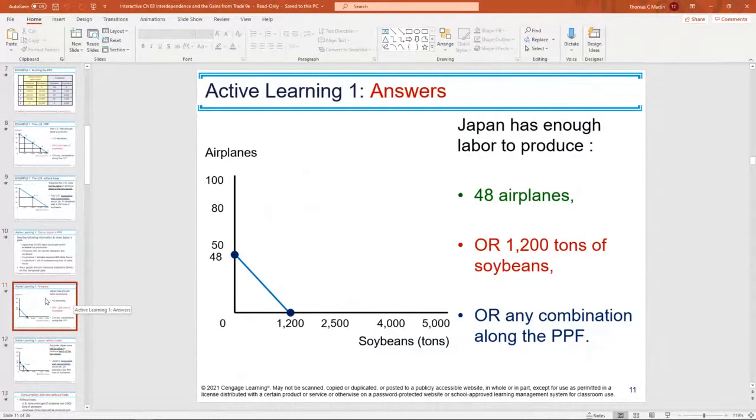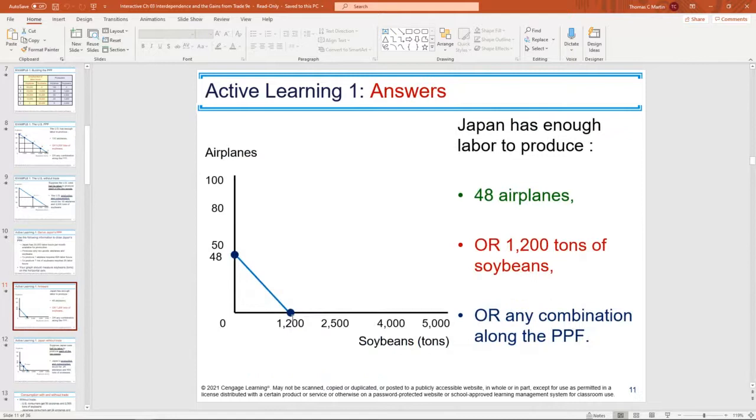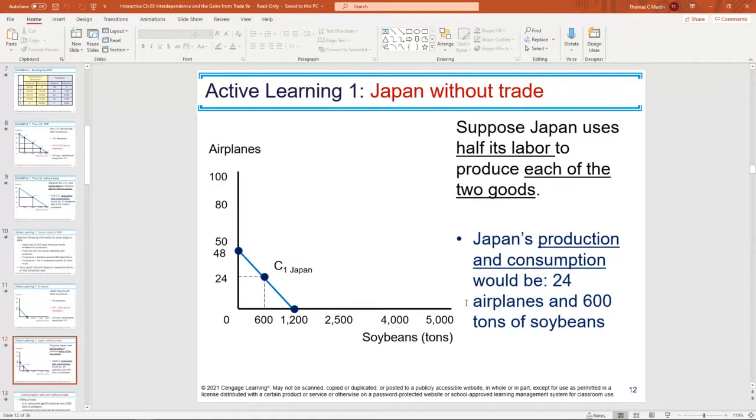So if we go to the graph for Japan, they can produce 48 airplanes with the hours that they have. They have 30,625. So that gives them 48 airplanes, or if they produce no airplanes, they can produce 1,200 tons of soybeans, or any combination within this production possibility frontier. But on this curve, they are technically efficient. In Japan, their consumption desire is to be at 24 airplanes and 600 tons of soybeans. So we can see where they want to be. And if they have no outside trade, this is where they're going to be at, 24 and 600.